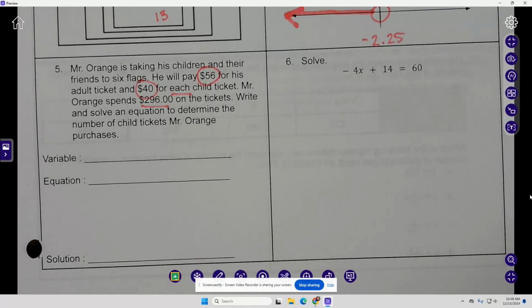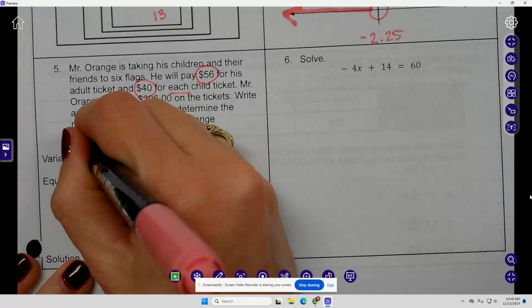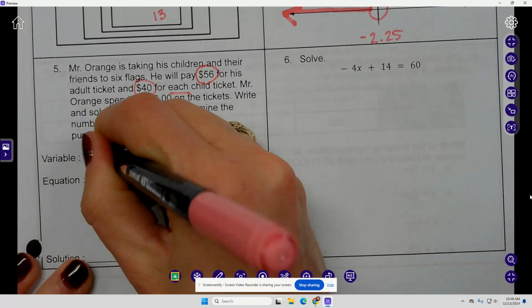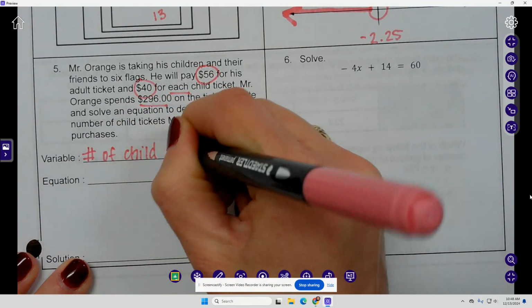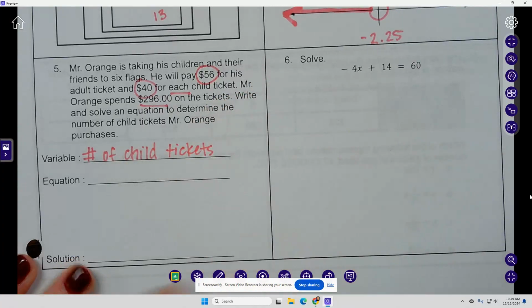Where we find our variable, it comes from the question. So let's go back down and look at our question. Write and solve an equation to determine the number of child tickets Mr. Orange purchases. So my variable is the number of child tickets. That can always be found in the question.